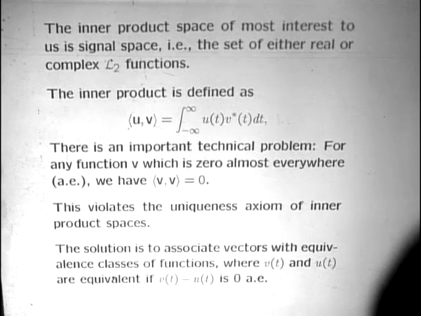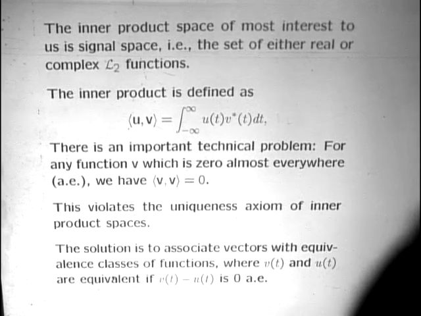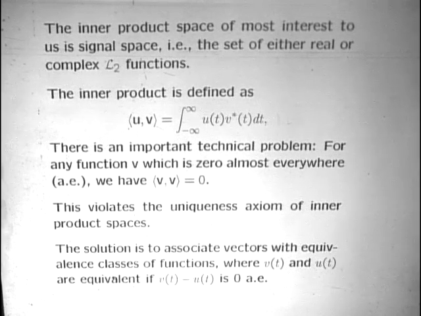It's the equivalence class of functions for which two functions are in the same equivalence class if they differ only on a set of measure 0. In other words, these are the things that gave us trouble when we were talking about Fourier transforms. These are the things that gave us trouble when we were talking about Fourier series.